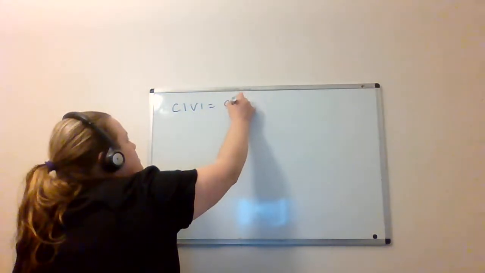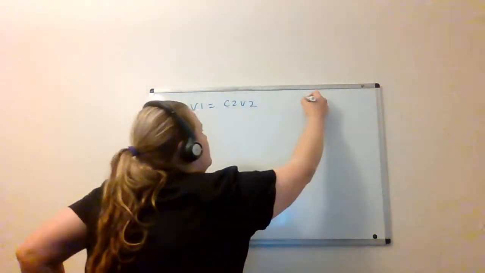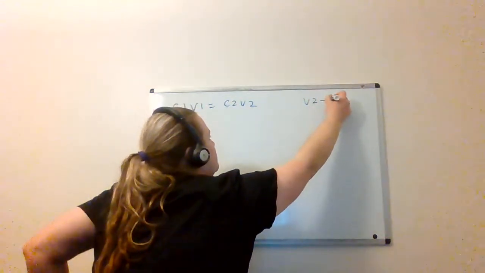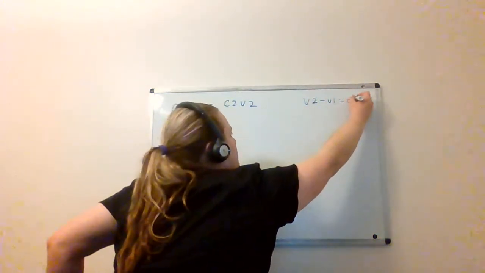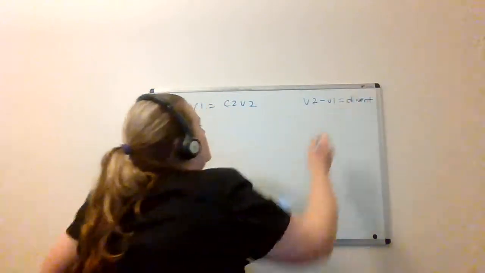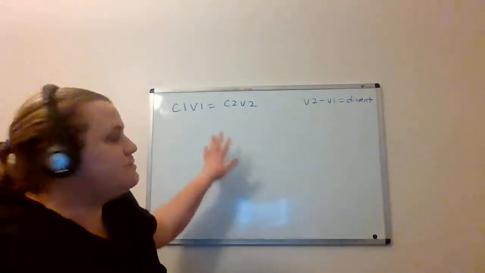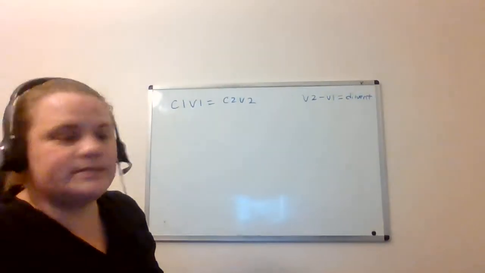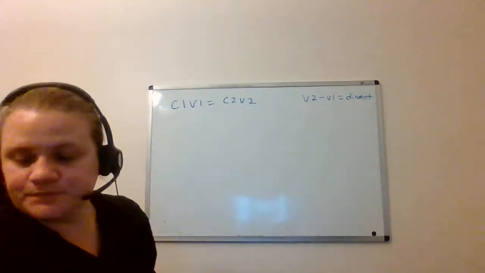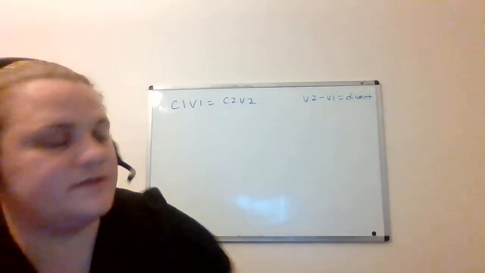C1V1 equals C2V2, and then the second part of that is going to be V2 minus V1 equals your diluent. So my best advice to you is just memorize this so that it's in your brain, you know how to do it. Let's work through how to figure this out.